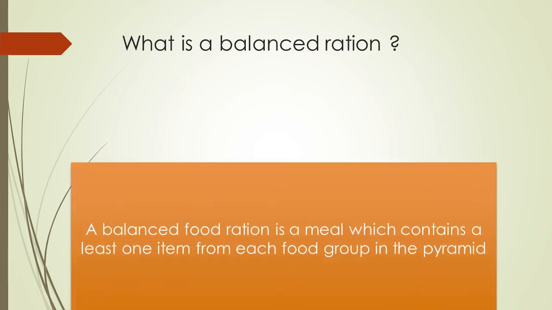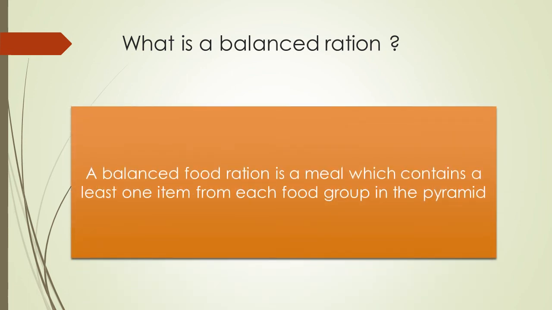Excellent, great job. So a balanced food ration is a meal that contains at least one item from each food group in the pyramid. And in figure 5, we had the three types of groups which are food for growth, food for protection, and food for energy. And we have one item of each. That's why it's a balanced food ration.